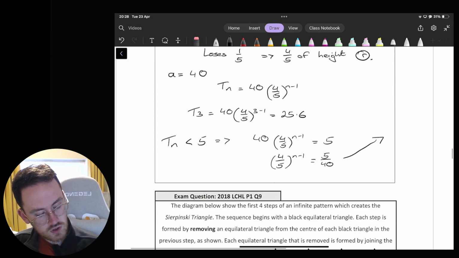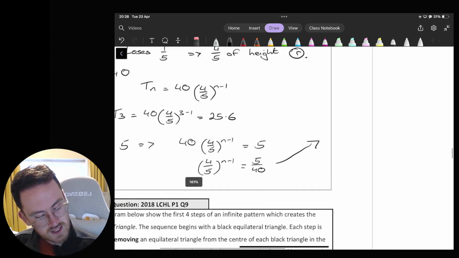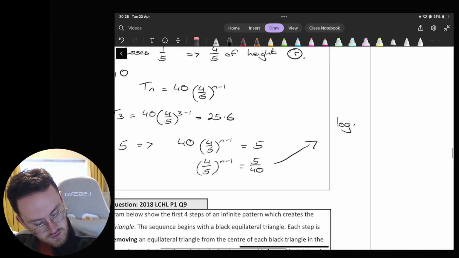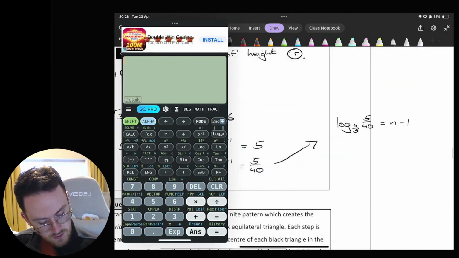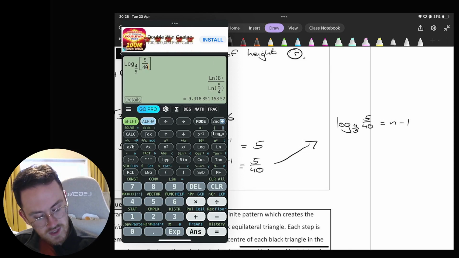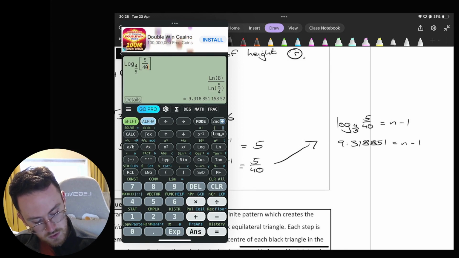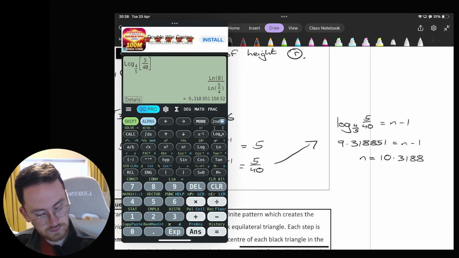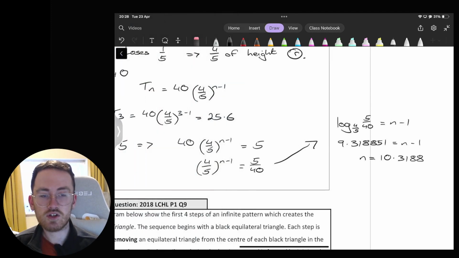I want to convert to log format. I'm just going to take this over to the side here. So log to the base 4/5 of 5/40 is going to give me n minus 1. Let's just see what that gives me overall. So log base 4/5 of 5/40 is not giving me an altogether nice answer, but we'll go with it for now, which is n minus 1. So n equals 10.3188.